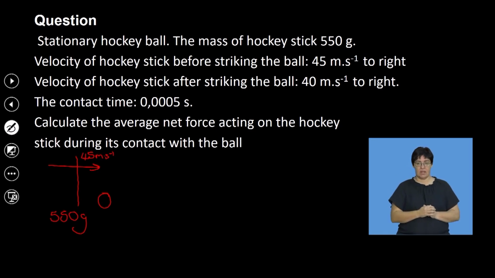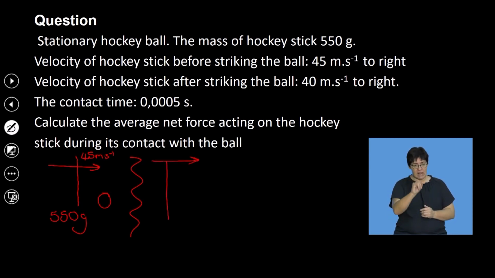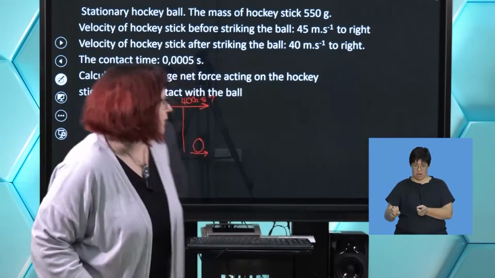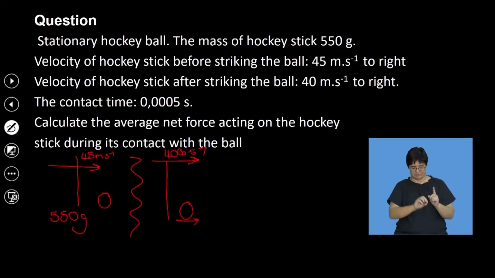Then it hits the ball. That's the collision. As a result, my hockey stick is still going to the right, but now it's going at 40 meters per second, and my hockey ball, theoretically speaking, should be going to the right as well, okay? If it's not going to the right, then something's gone very wrong from a science point of view, and we will ignore that, okay? They also tell me that my collision here acts for 0.05 seconds. It's very, very quick.